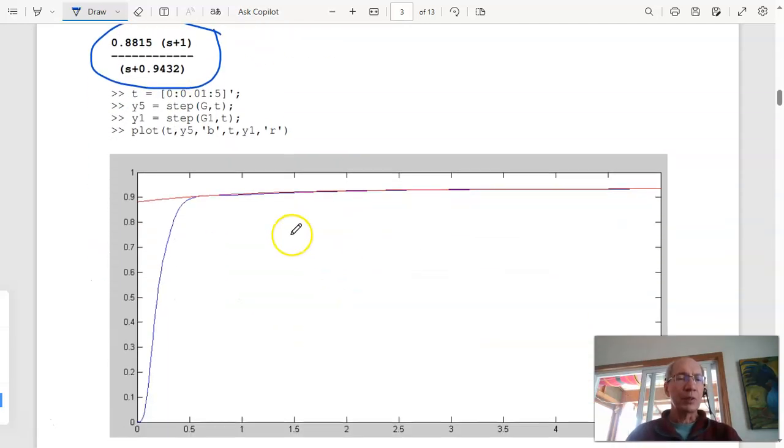If I plot the two step responses, here's the first order approximation, here's the fifth order system. This actually does have a D matrix that models all the other states quickly decay, then I get the slow state. That's my first order model.